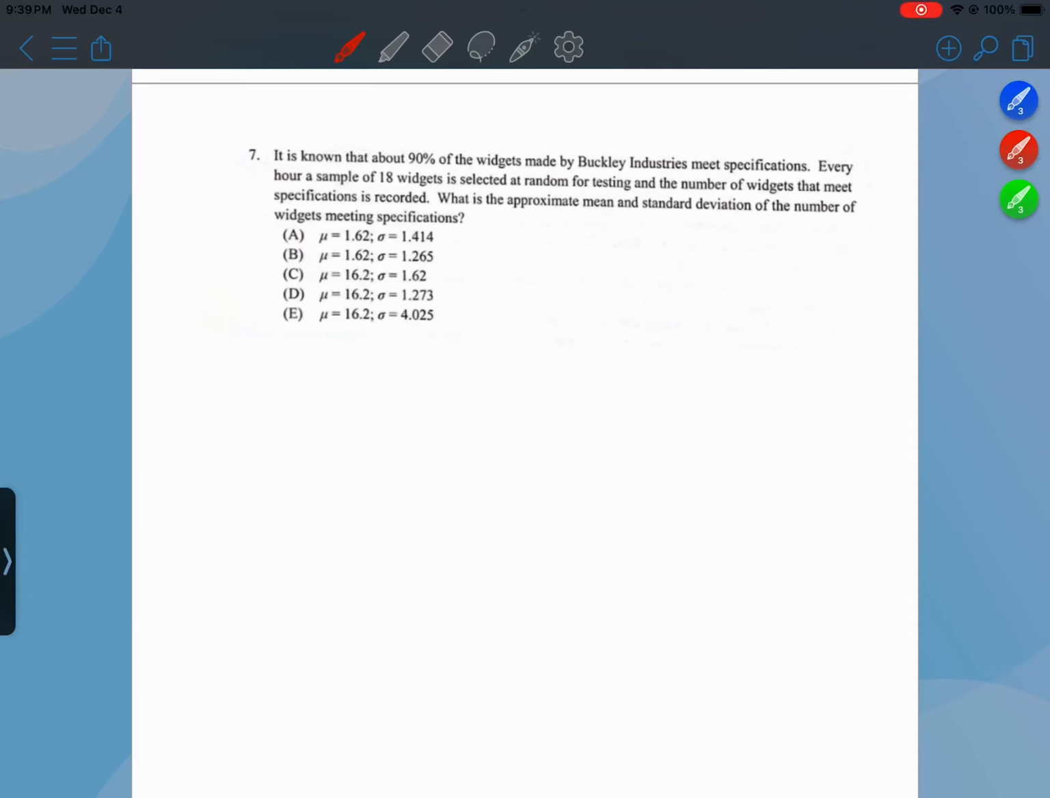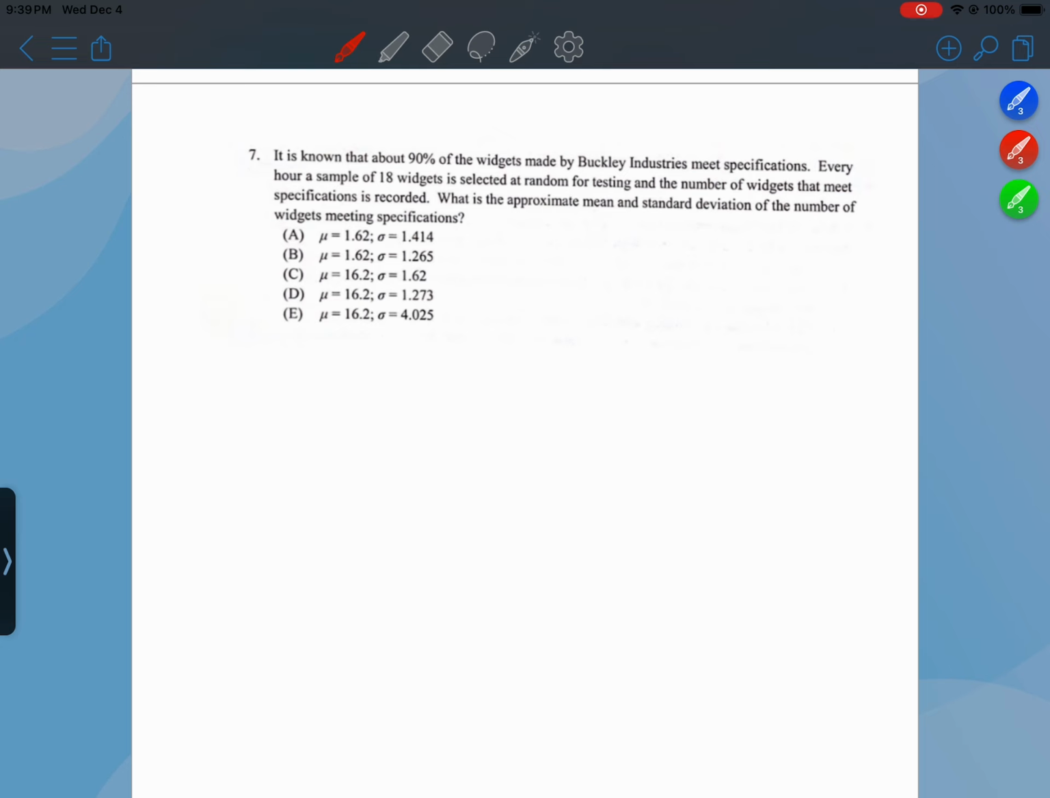Question 7. It is known that about 90% of the widgets made by Buckley Industries meet specifications. Every hour, a sample of 18 widgets is selected at random for testing, and the number of widgets that meet specifications is recorded. What is the approximate mean and standard deviation of the number of widgets meeting specifications?